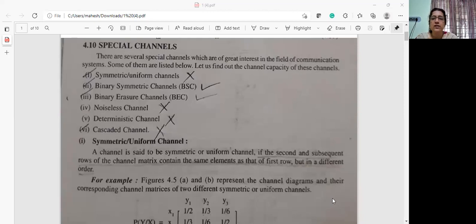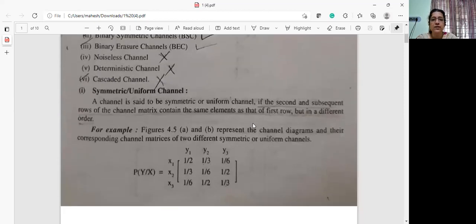So in your syllabus, you have got symmetric channel or uniform channel, then binary symmetric channel, binary erasure channels. So we'll be seeing these three channels. So first let us see what is a uniform channel. In a uniform channel, you can see the conditional probability matrix given over here.